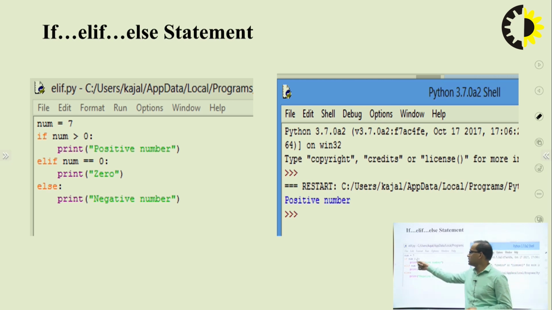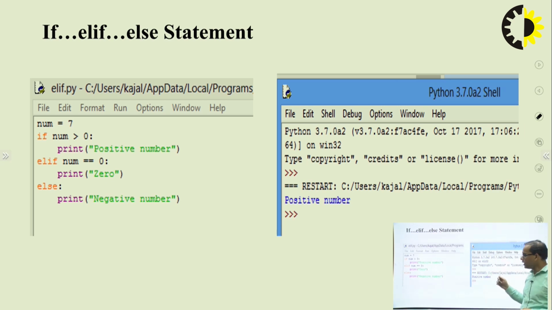Since here the value of num is 7, it is greater than 0. So this condition is true. So the statement "positive number" will execute and it will be printed when we execute this program on the Python interpreter. So this is the basic simple example of the if, elif, else statement.